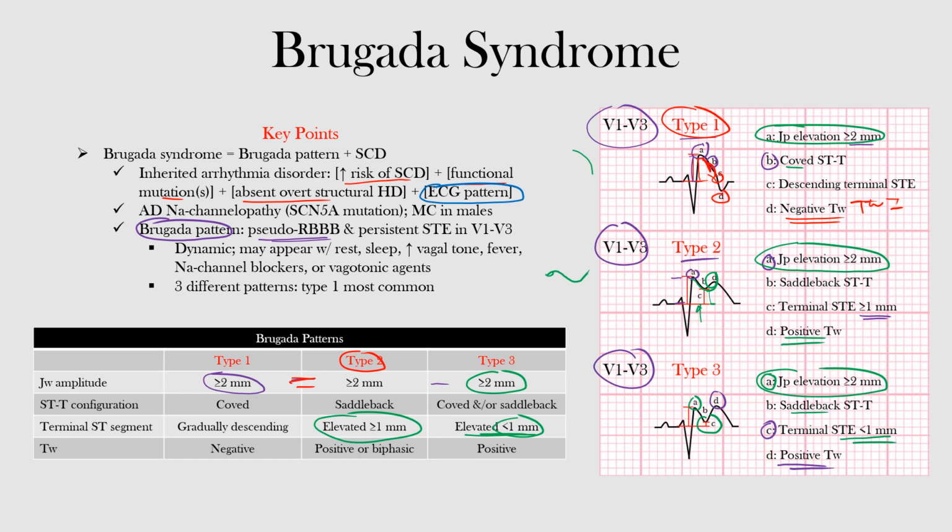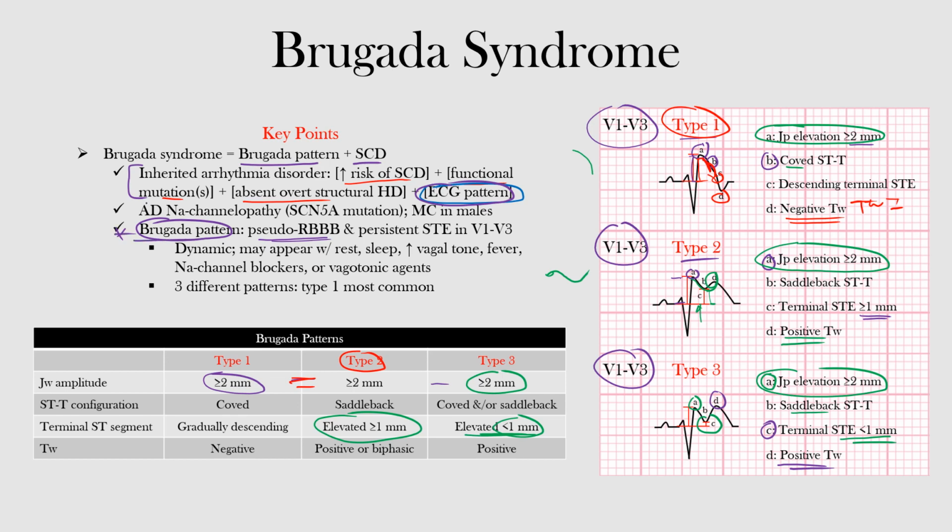So let's review what we discussed before we end here. So remember, Brugada syndrome has the hallmark Brugada pattern, okay, plus sudden cardiac death. You need that risk there, okay? We mentioned what inherited arrhythmia disorders tend to have, okay? These four common things is the EKG pattern, that Brugada pattern that differentiated.